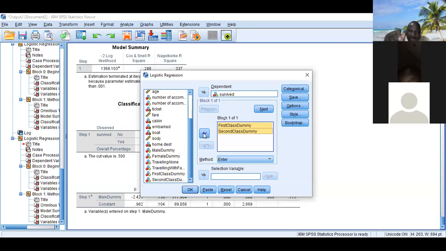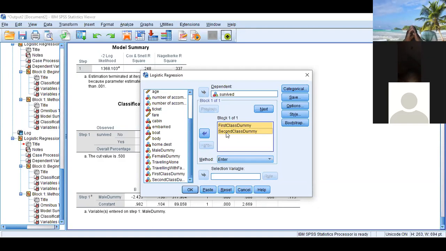Because if you put it together, it tells you how many times first class is more likely to survive than third class, and how many times second class is more likely to survive than third class. But if you do it separately for the first class, it will tell you how many times first class is more likely to survive than second class and third class. If you do second class separately, it will tell you how many times it is more likely to survive than both first class and third class. It will give you different results and confuse you.